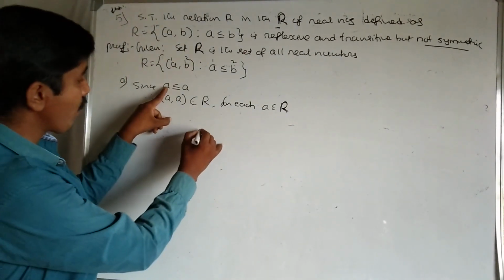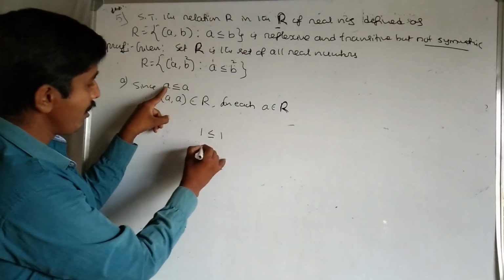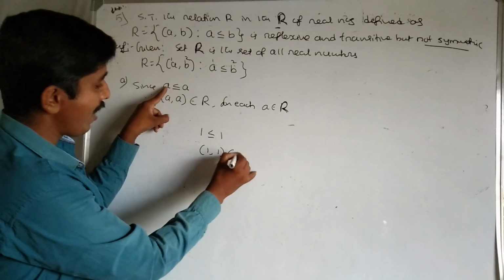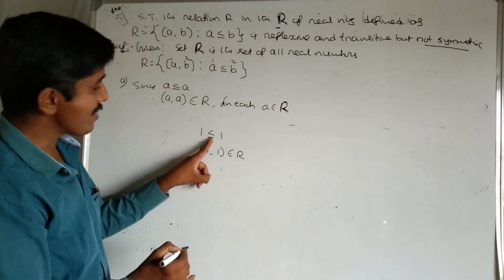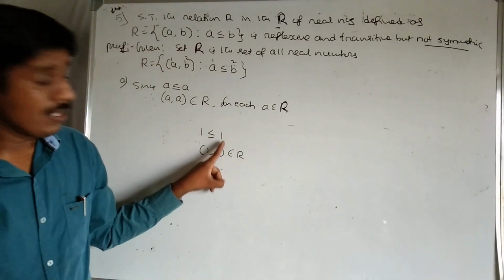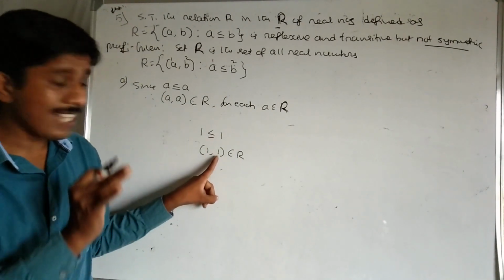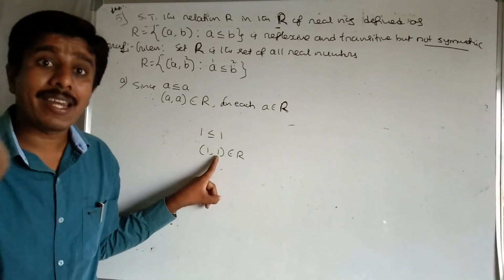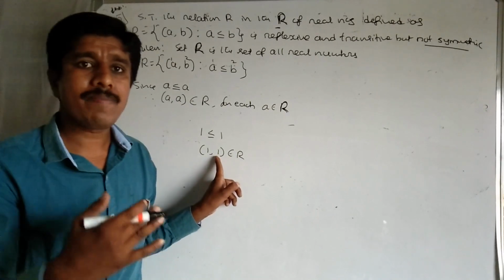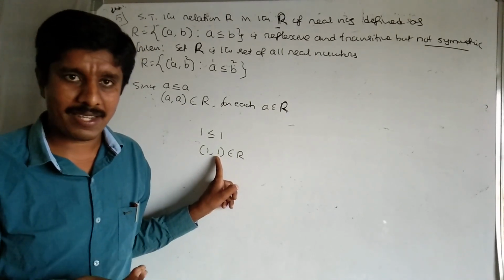Sir, if you take here a equal to 1, 1 is less than or equal to 1. Therefore, (1, 1) belongs to the relation, because 1 is less than or equal to 1. If you take one element, it satisfies for 1 but not for other real numbers. Real numbers, clearly, are an infinite set.